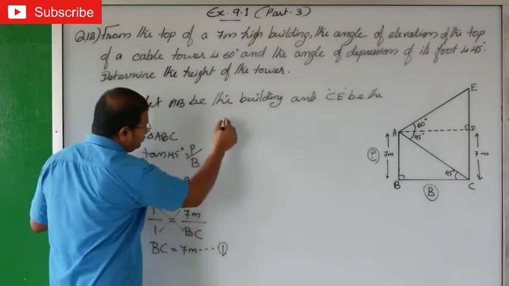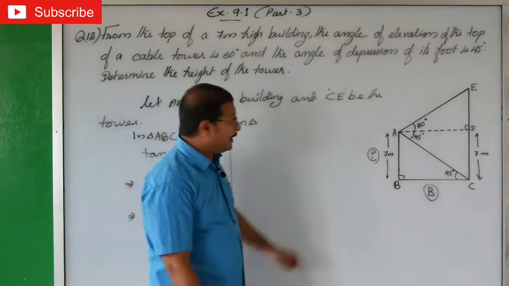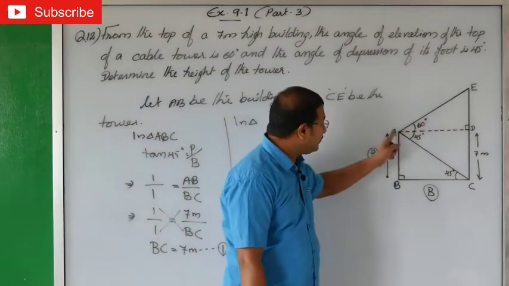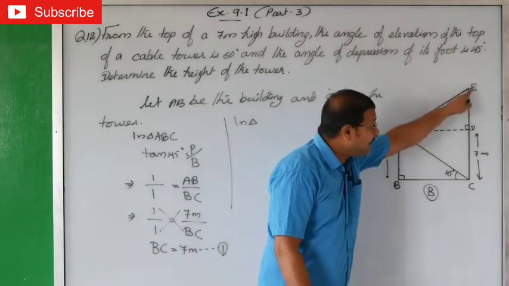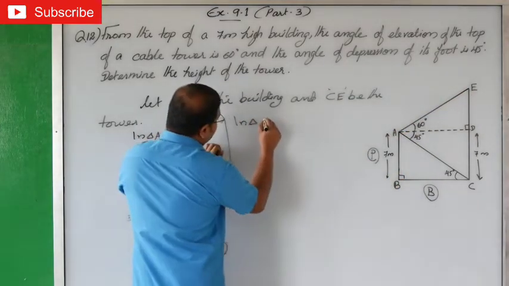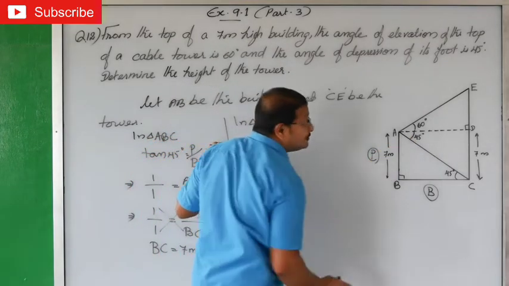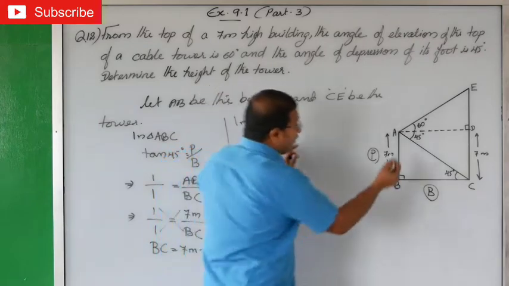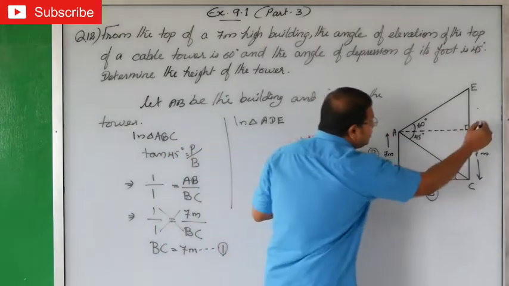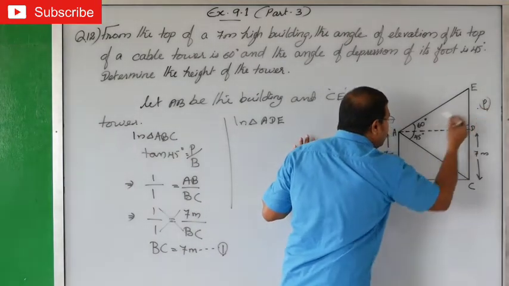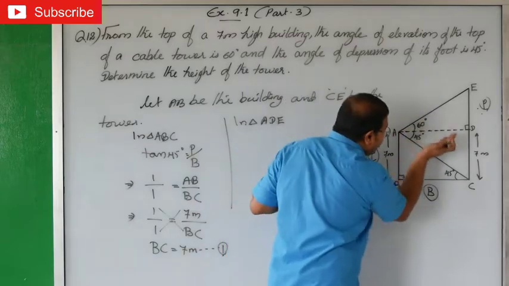Ready? Now in triangle, now which triangle will we take? This triangle, ADE. Ready? So in triangle ADE, what is the angle here? Yes, 60. And sure, we are going to find out this part. That means this is perpendicular because it is the side opposite to the angle, and this is base.